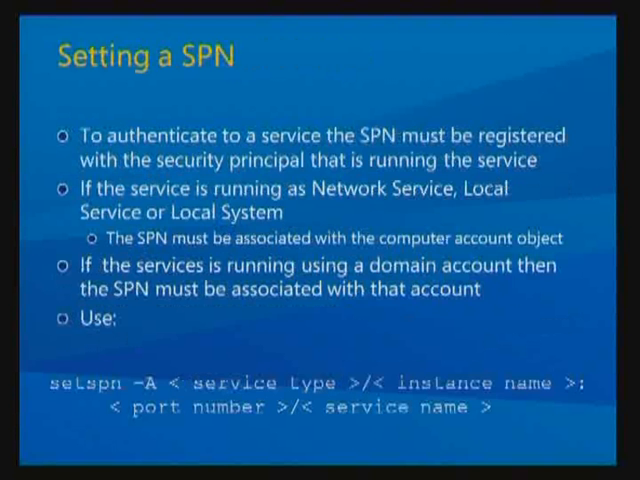-A, as in add, the service principal name itself. The service principal name can have an instance name, and it can have a port number on it as well. If we were connecting to a back-end SQL system, we would add the port number in. And we then want the service name, which is the account name of the service itself, which needs to be added as well, because we have to add this to an actual security principal. It's the security principal that is acting as the identity of the service.